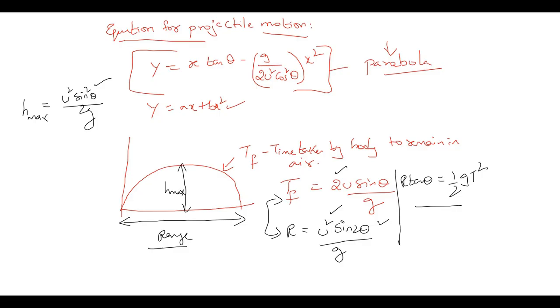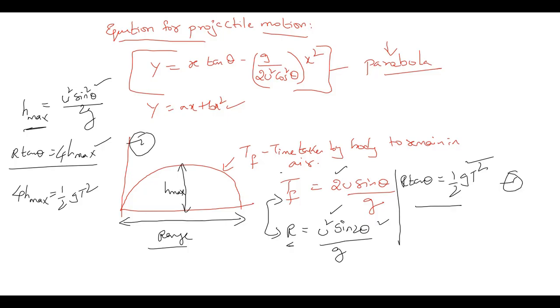Now the relation between R and H. Then R tan theta is equal to 4H max. The relation between H max and time of flight, that is 4H maximum is equal to 1 by 2 gt square. Equation 1, equation 2: in this, LHS are equal, then you have to equate RHS.